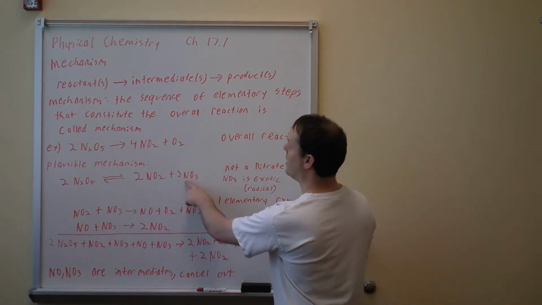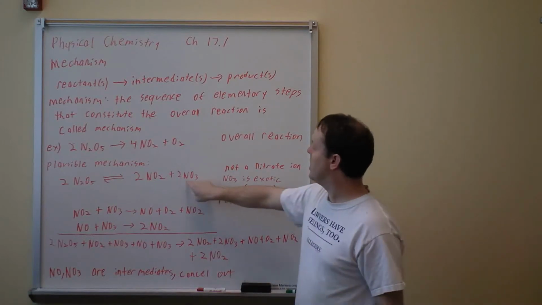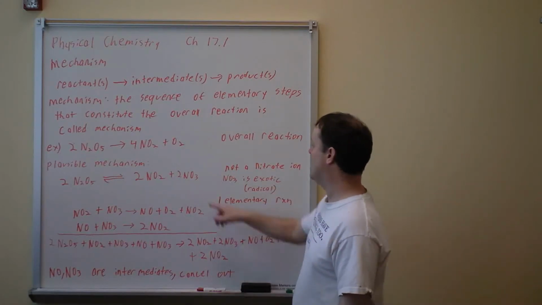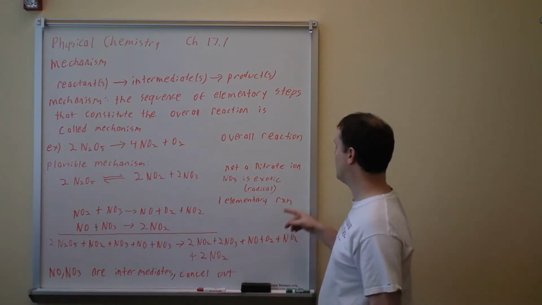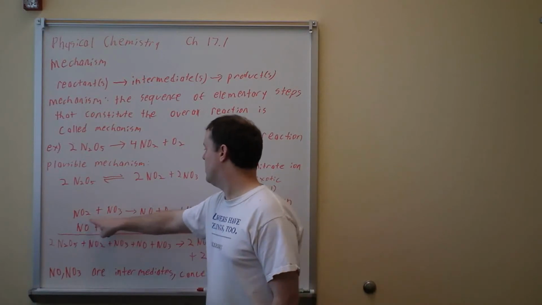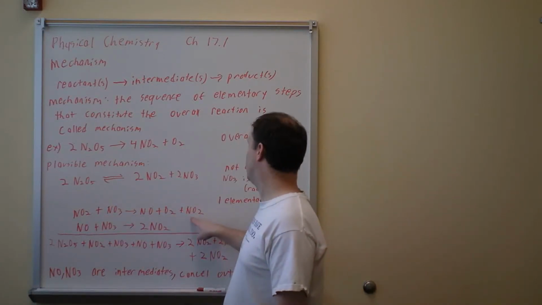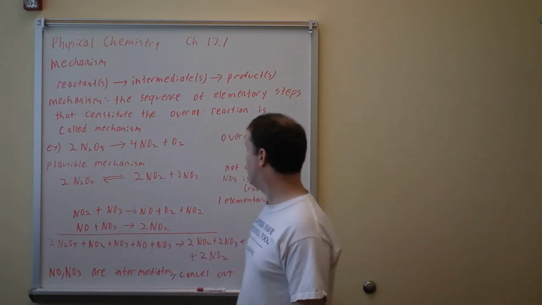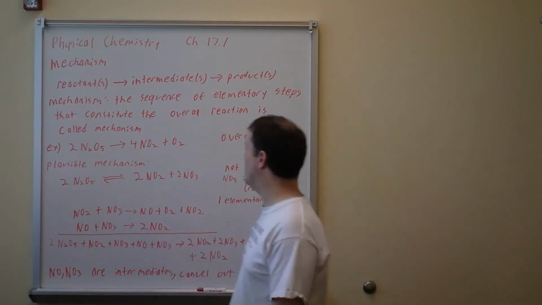Now it's important to pay attention to what you're doing. You probably used NO3 minus being a nitrate ion. This is not a nitrate ion, this is an NO3. This is a neutral species. It's exotic because it's actually a radical. It's got an odd number of electrons. So then the next one is going to take some NO2 plus NO3 and then go to NO plus O2 plus NO2. And the third elementary reaction is NO plus NO3 going to 2NO2.